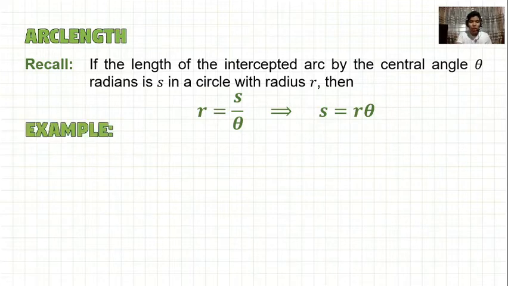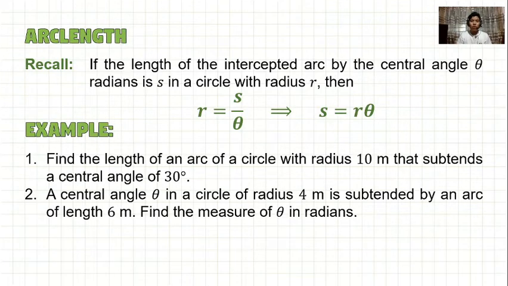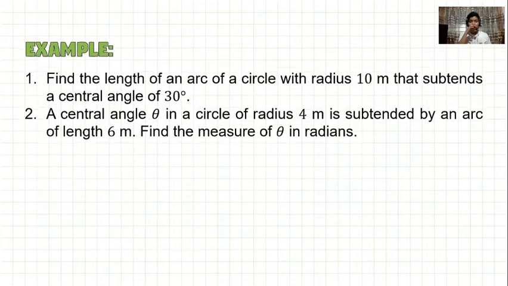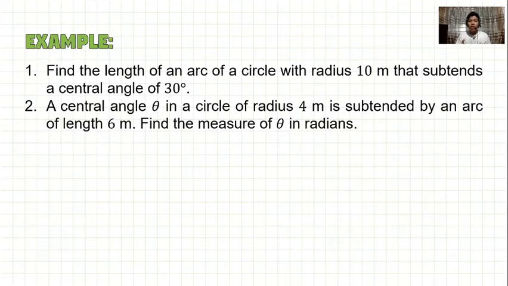Okay, so let's now have this problem. So we have here two problems. So let's answer problem number one. Find the length of an arc of a circle with radius 10 meters that subtends a central angle of 30 degrees. So for number one, let us first write the given values.